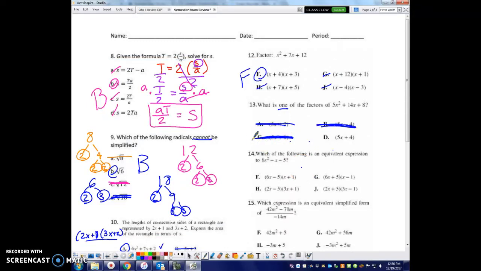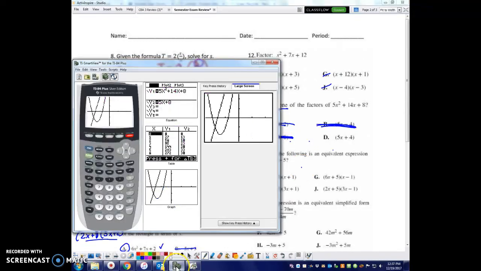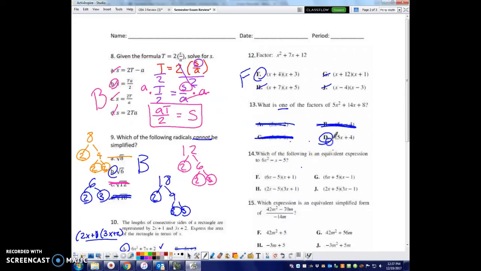Let's check D, 5x plus 4. Be sure to still check it and don't just choose it, just in case you type something in wrong. As you can see, it's really easy to type things in wrong, so just double check. 5x plus 4. Graph it. It does. It crosses through right here, okay? Right at the x-intercept, exactly where we want it. So your answer is D.